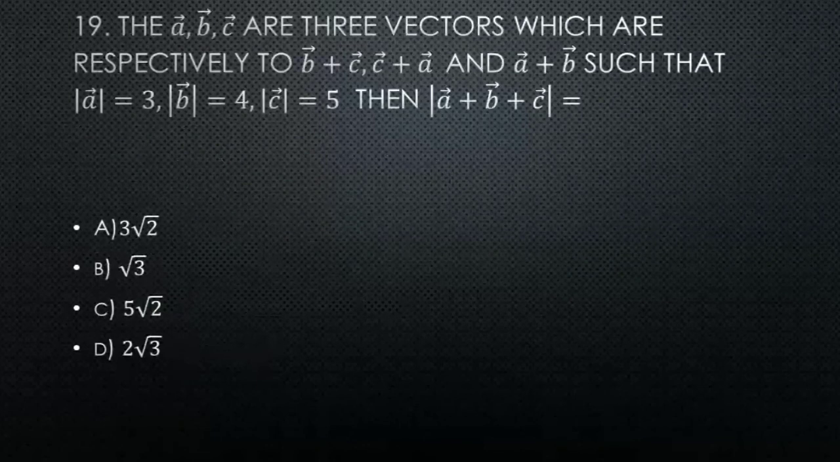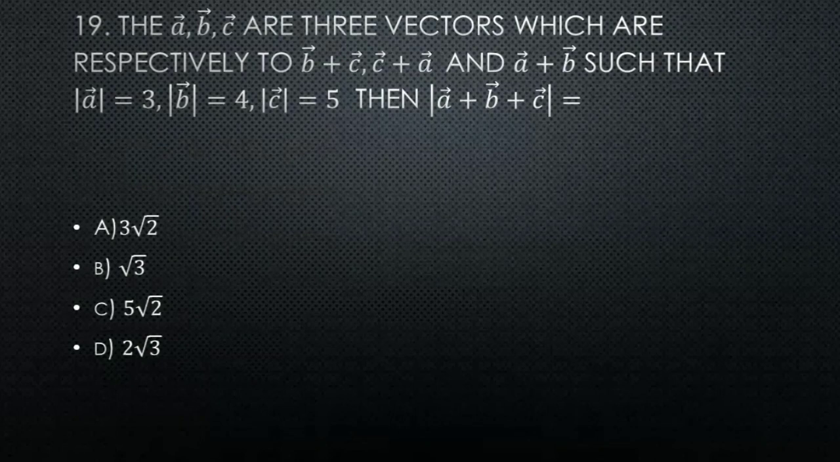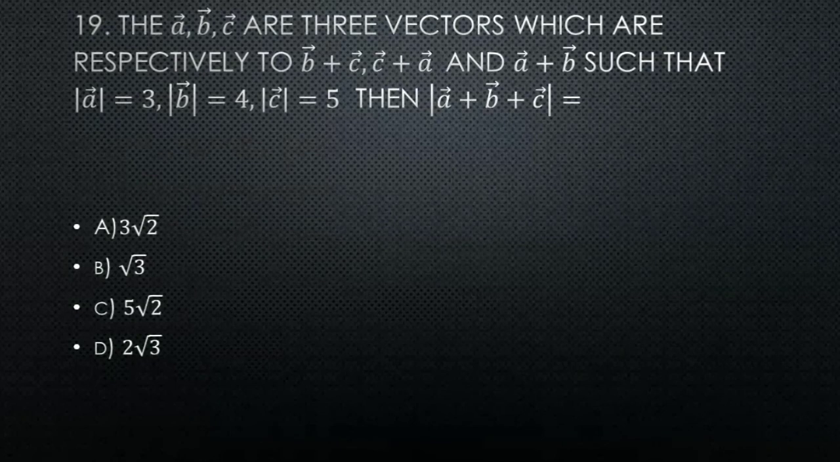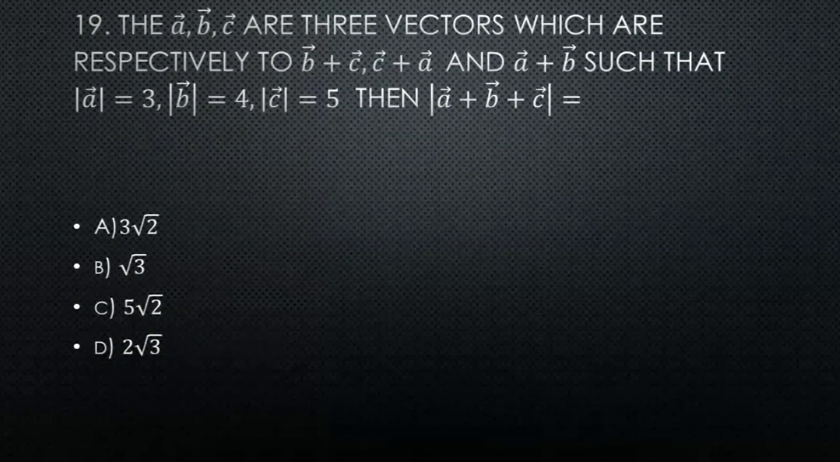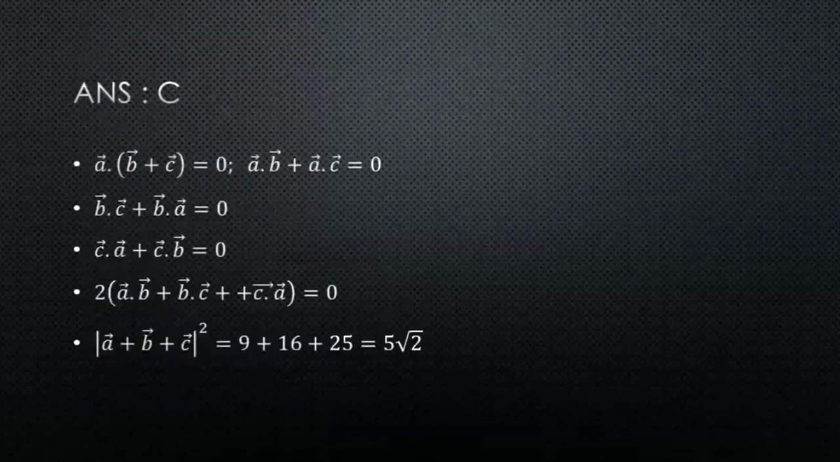19th one. If A vector, B vector, C vector are three vectors which are respectively B vector plus C vector, C vector plus A vector and A vector plus B vector, such that... we'll see, I think there is a mistake in the question. Magnitude of A vector is equal to 3, magnitude of B vector is equal to 4 and magnitude of C vector is equal to 5. Then the magnitude of A vector plus B vector plus C vector is equal to 3 root 2, root 3, 5 root 2, 2 root 3. See, A vector dot B vector plus C vector.